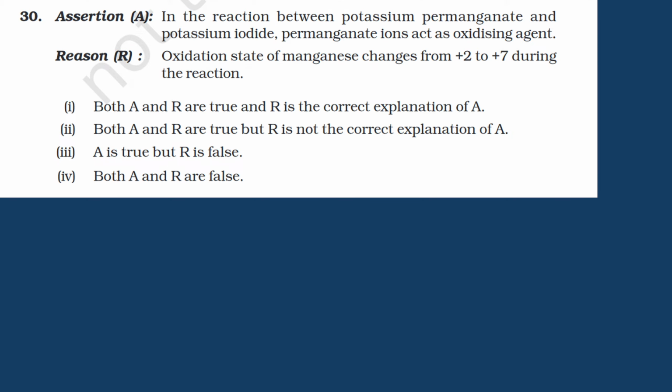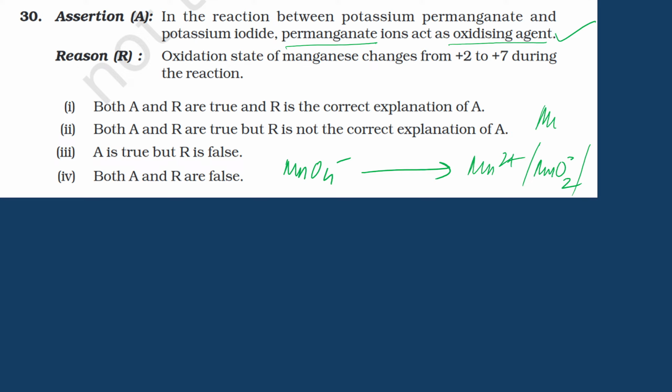Absolutely. Question 30. In this question, in the reaction between potassium permanganate and potassium iodide, the permanganate ion acts as an oxidizing agent. What, really? Yeah, of course it does. What else would permanganate ions do? You've got MnO4 minus, and depending on your medium, you get either Mn2 plus, or MnO2, or MnO4 2 minus. This is for acidic. This is for basic. This is for mildly basic. This is for strongly alkaline.